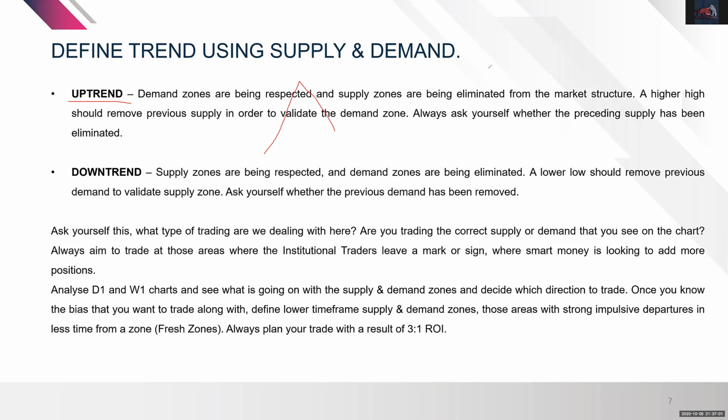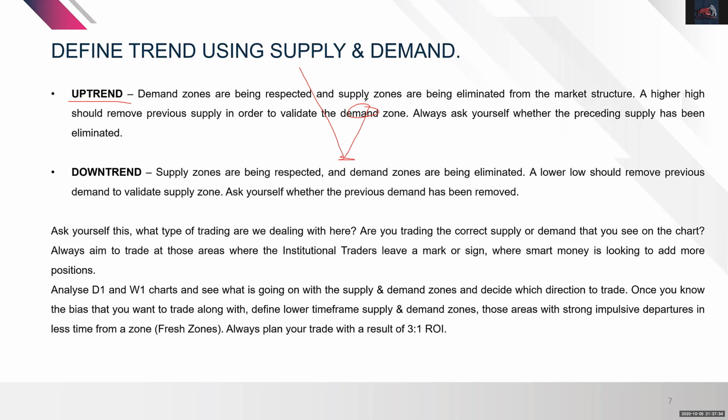In a downtrend now, it's the opposite. Supply zones are being respected and demand zones are being eliminated, as in they're also being violated. A lower low should remove the previous demand to validate the supply. So you can have market moving downwards, then we have correction, then we have a lower low formed here, right?